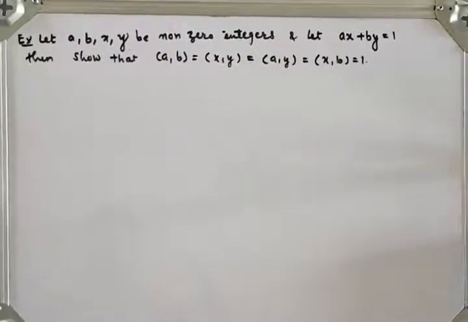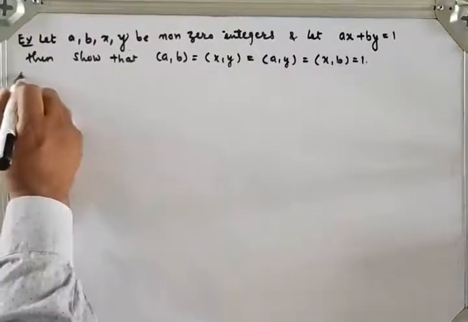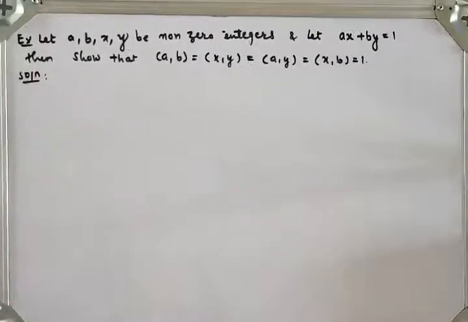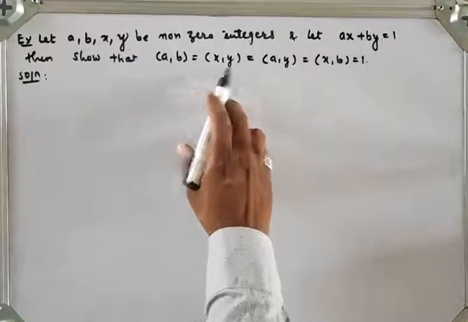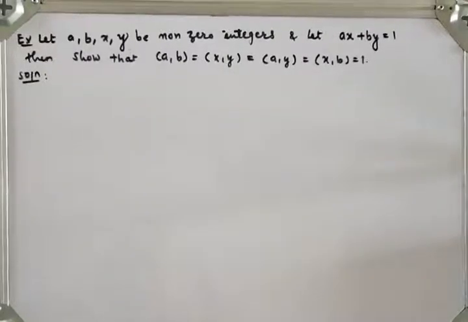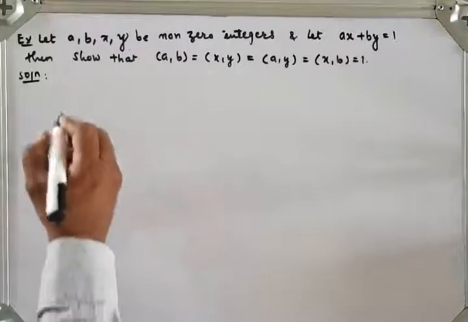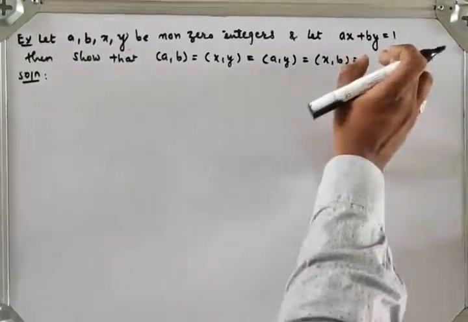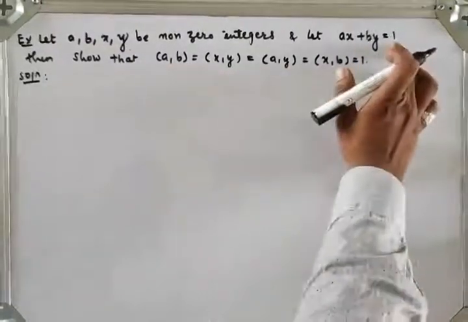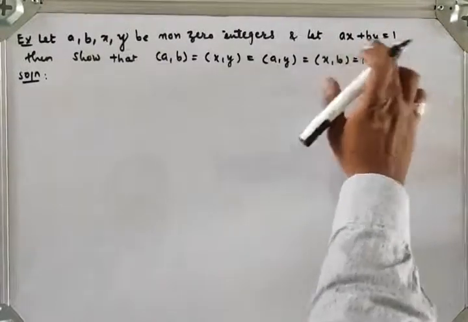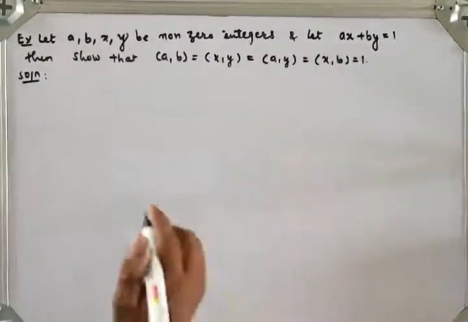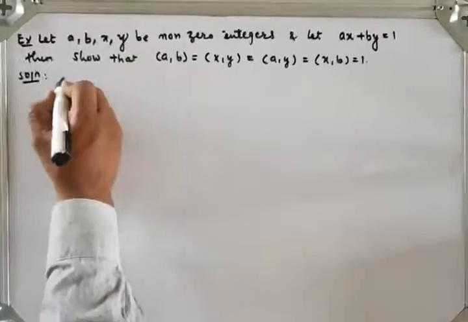So we'll prove this. Solution. We have the integers a, b, x, y, and we have the equation ax plus by is equal to 1. To show GCD of a and b, GCD of x and y, GCD of a and y, GCD of x and b is equal to 1. So to show these numbers have GCD 1, we assume the GCD is d, then what will happen? Let's see.